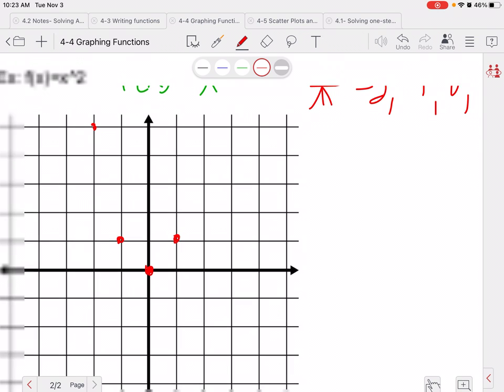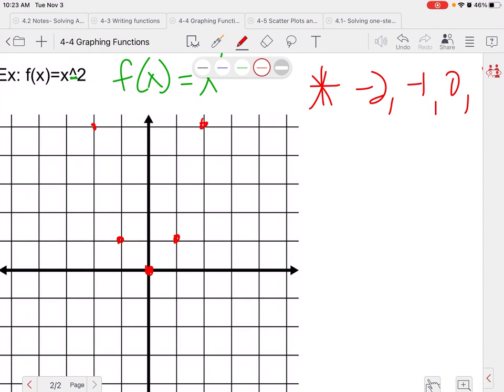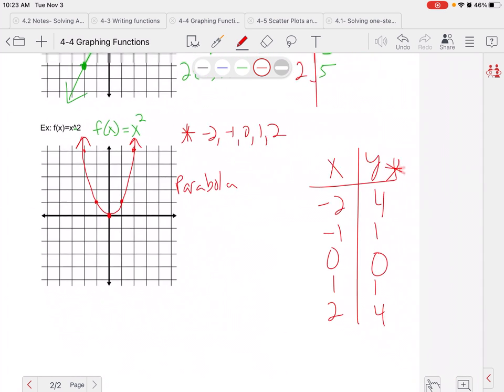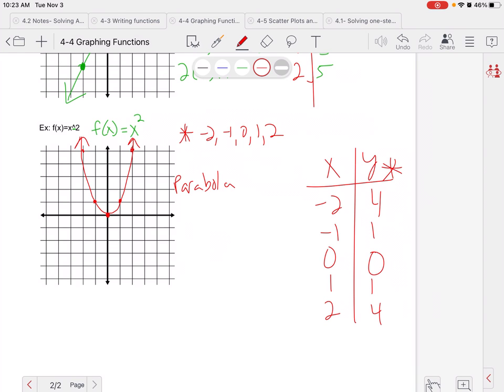Now this kind of looks similar to the absolute value one, but it's a lot curvier. It's not going straight out like the one before. Whenever we have a squared function, it's going to be a U shape, and we call this a parabola. We will deal with a lot of parabolas later on in the year. It'll be next semester.